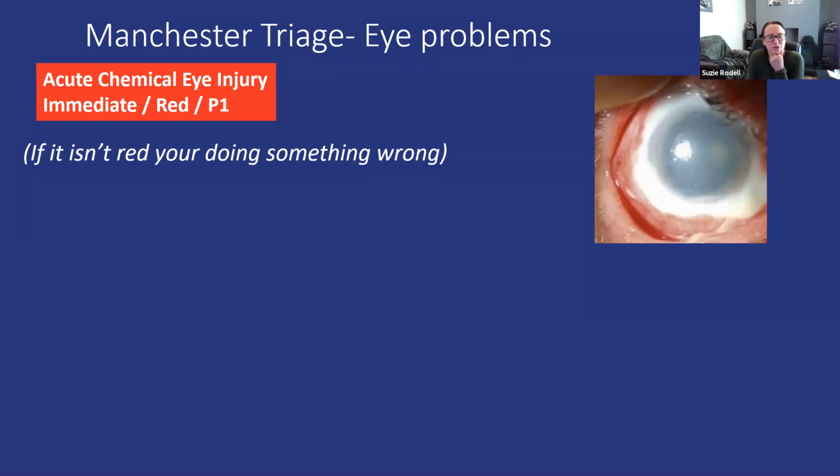I know this may not always seem feasible, but it's very important that they get immediate treatment. As you can see from the picture here, this is somebody who has sustained a chemical burn to the eye with some significant scleral ischemia and hazing of the cornea.